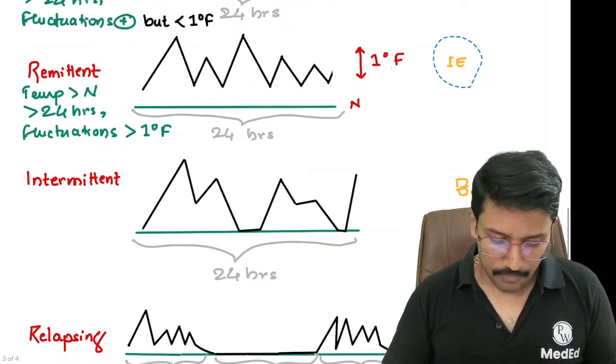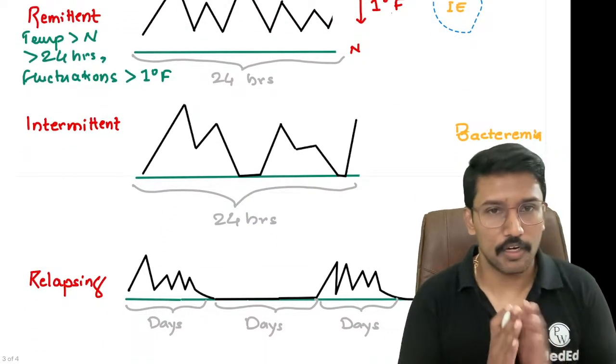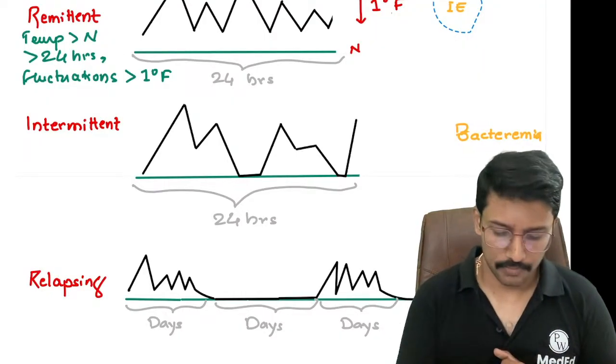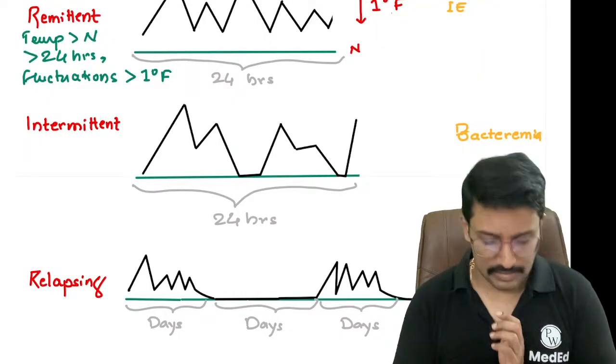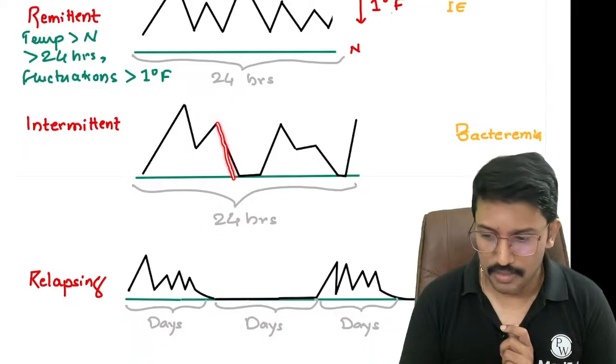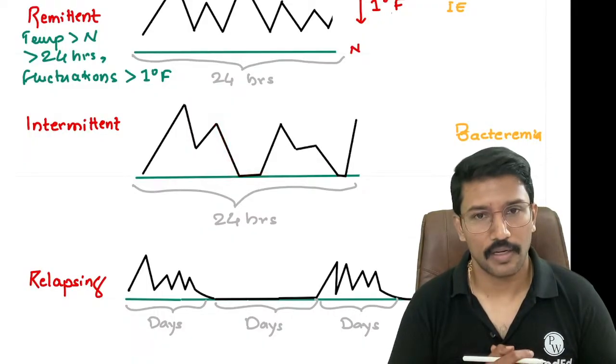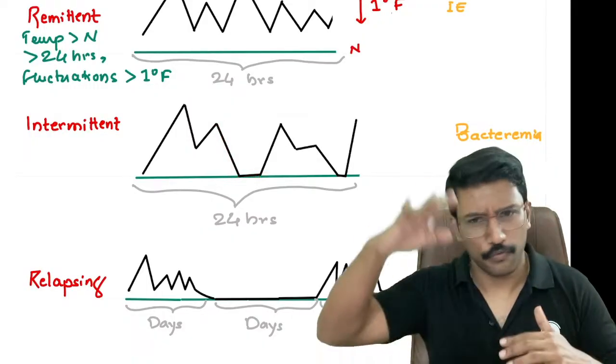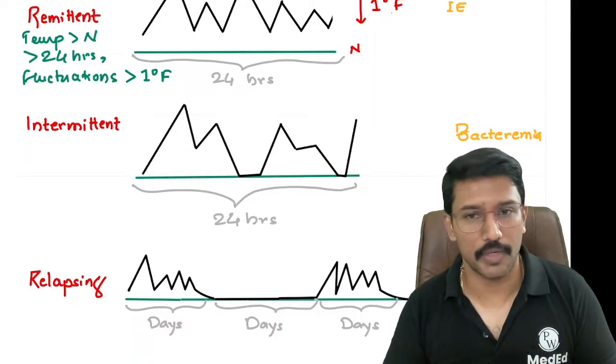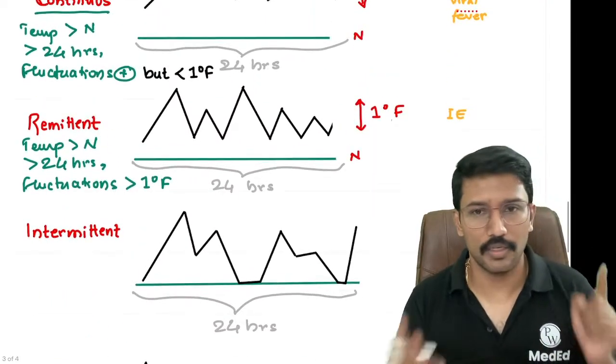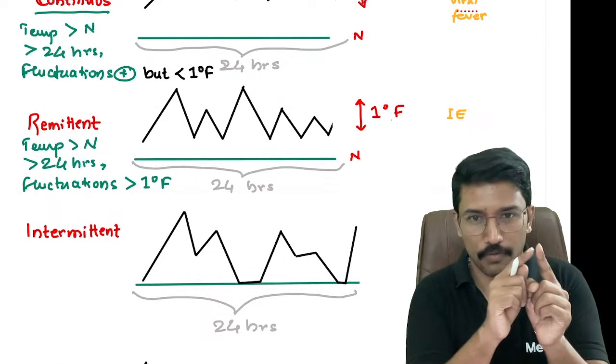Then we have a fever called intermittent fever. Now when you look at this intermittent fever, within a 24-hour period itself, you can notice that the temperature reaches the baseline. Variations are there, but it is touching the baseline. In continuous and remittent, in a 24-hour time period, it has never reached the baseline.